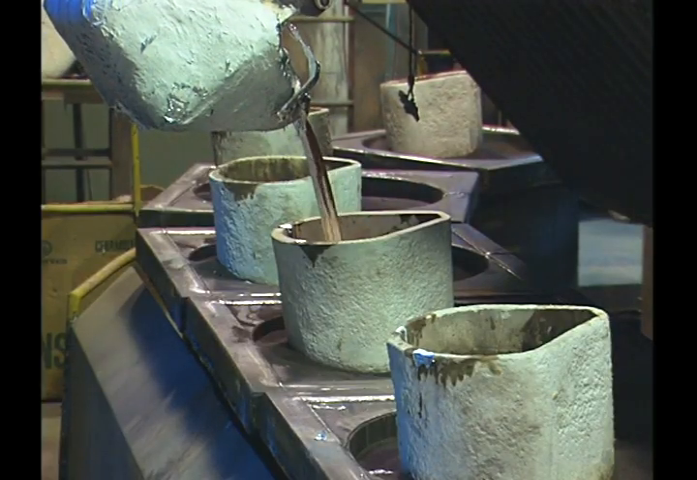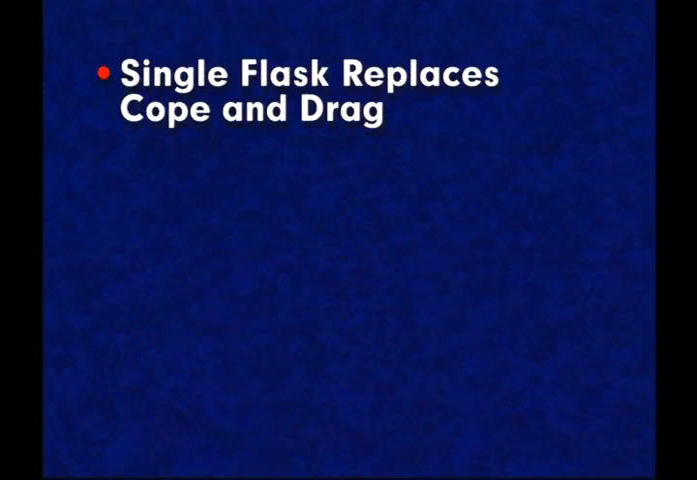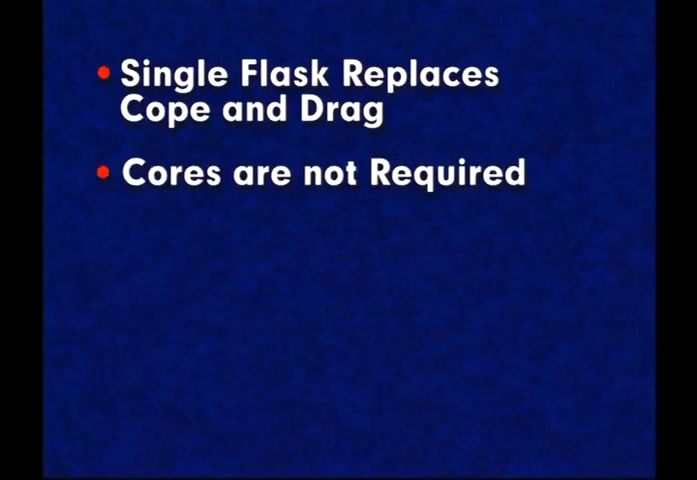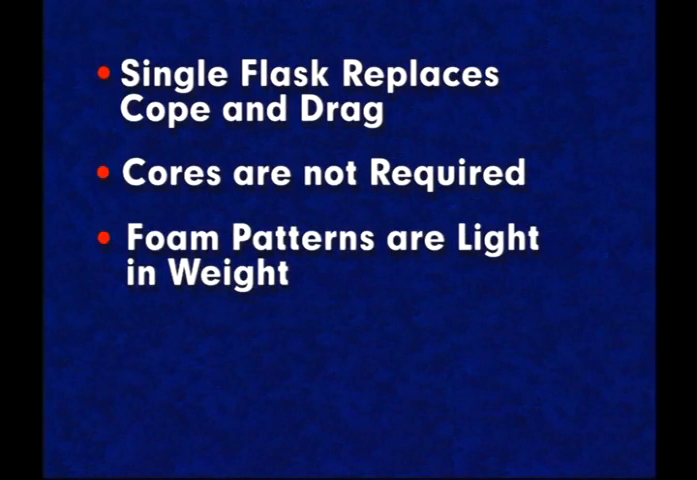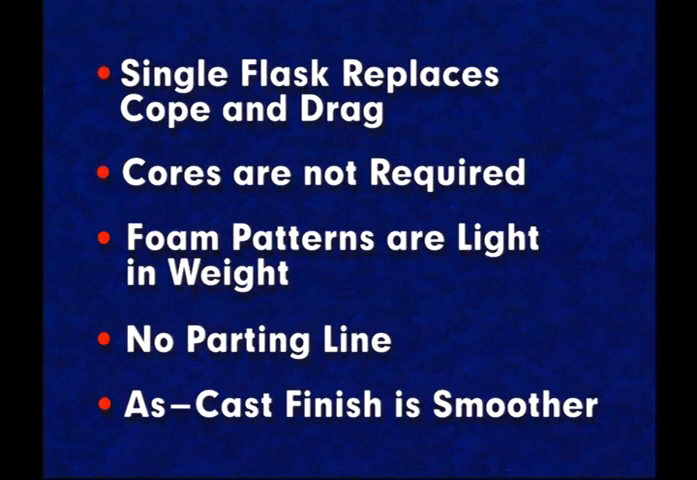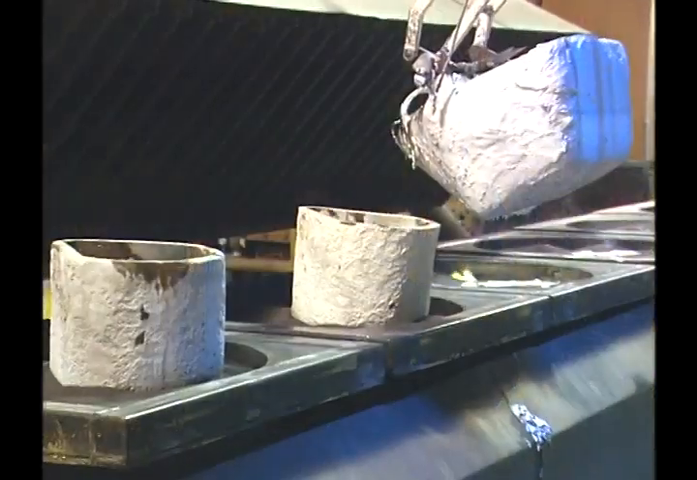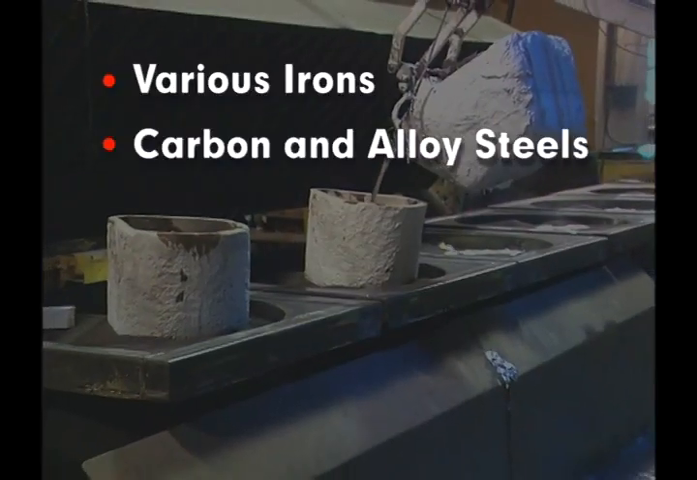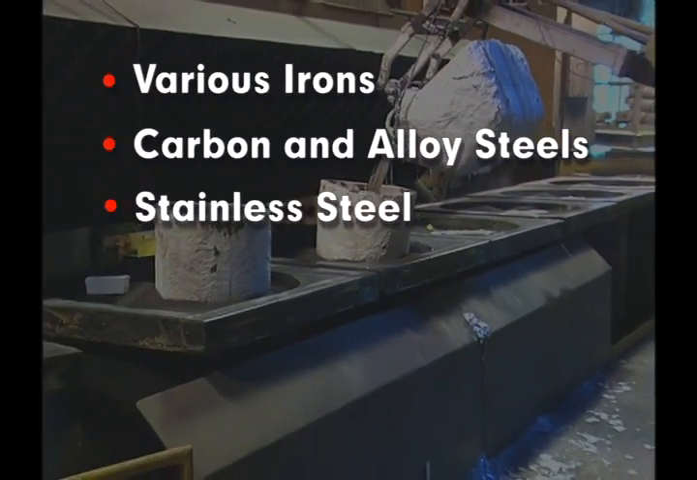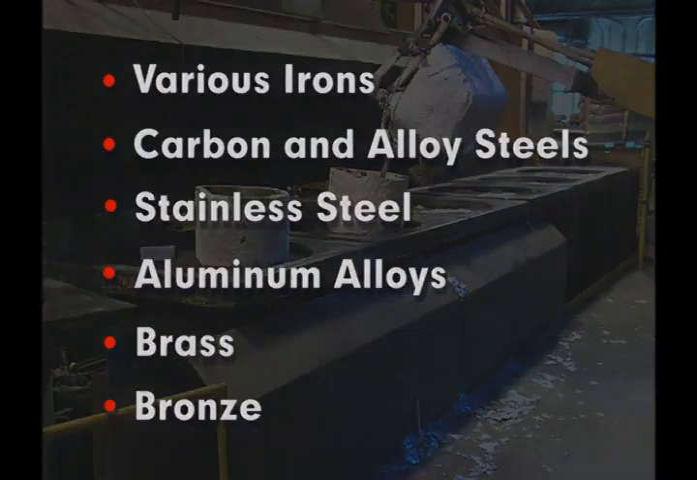Evaporative foam casting has several advantages over conventional sand casting. These advantages include: a single flask replaces the cope and drag. Cores are not required. Polystyrene foam patterns are light in weight. There is no parting line, and the as-cast finish is smoother. Shapes with complex external and internal features can be cast in various irons, carbon and alloy steels, stainless steel, aluminum alloys, brass, and bronze.